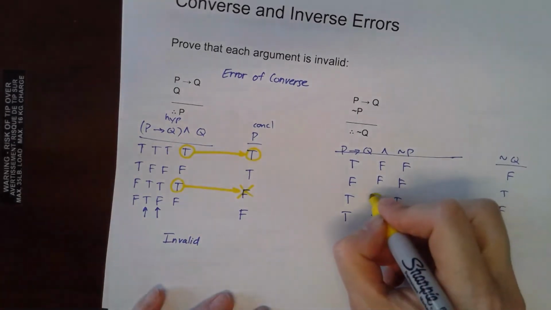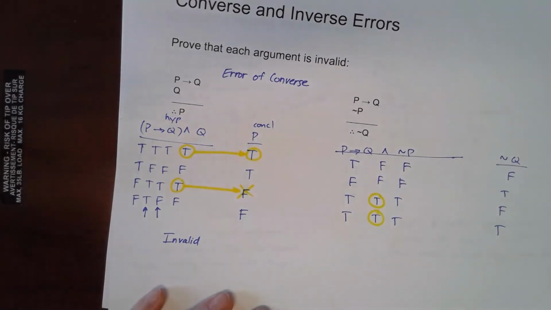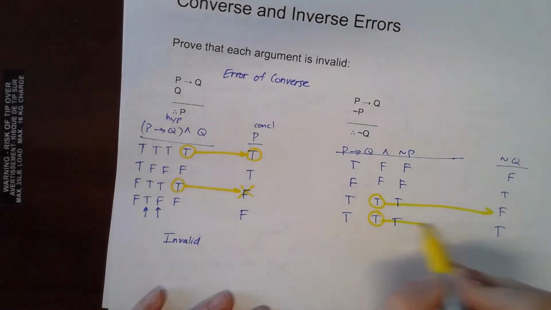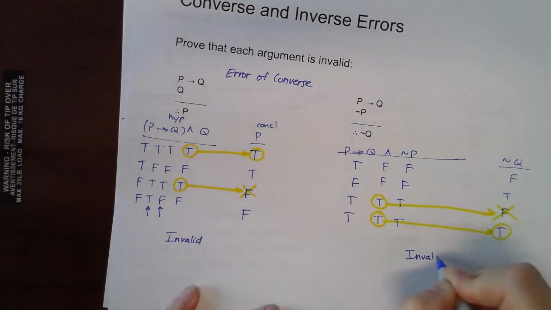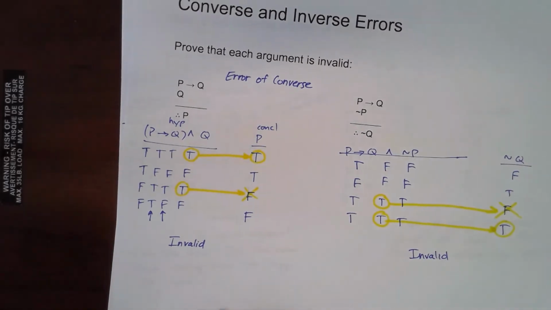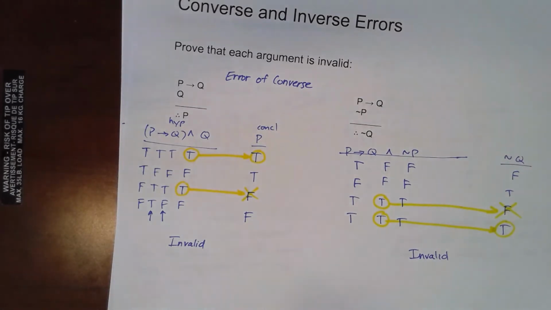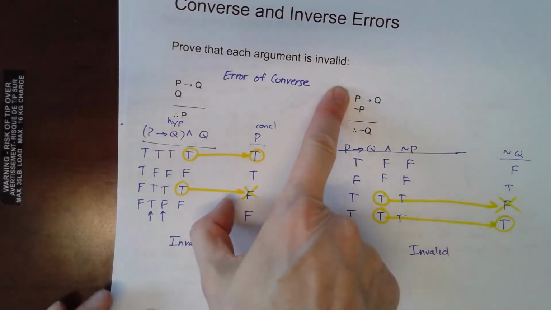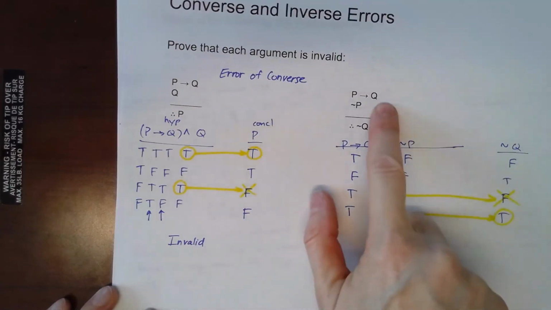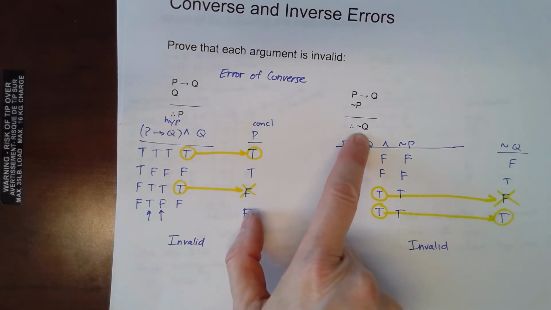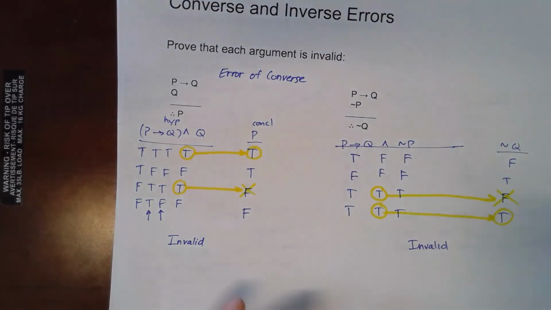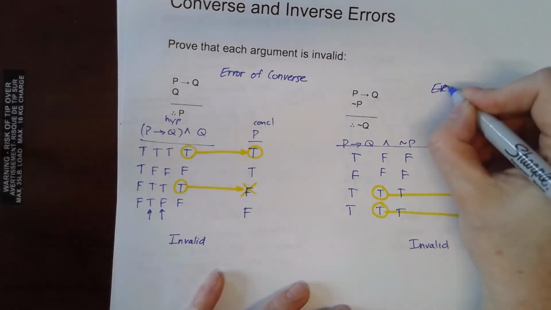So once again, if I go look at where the hypothesis is true and match those up, we see there's a situation here where I have a false conclusion. So this is also invalid. And if you look at this one, we have P implies Q, not P. Well, then it must be true that not Q. So if you think about it, not P implies not Q, that's the inverse. So this one is called the error of the inverse.